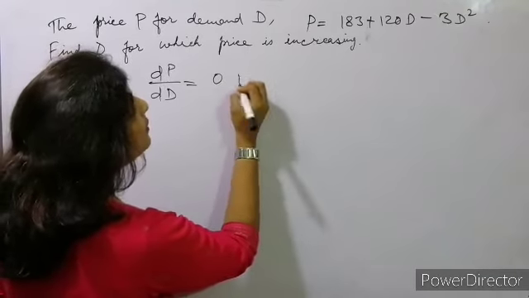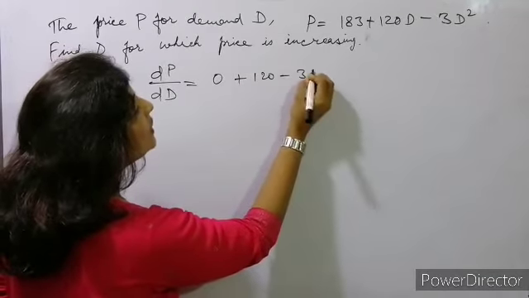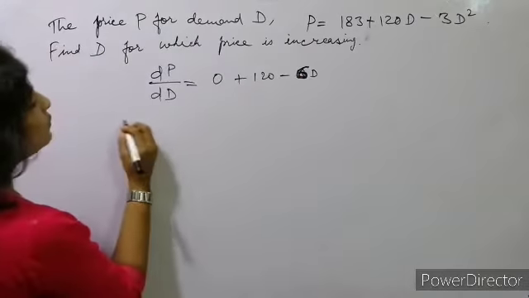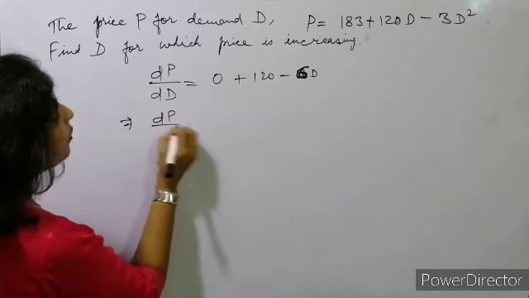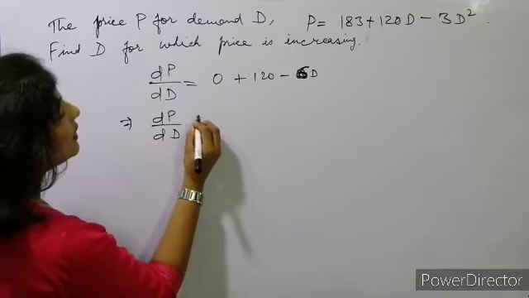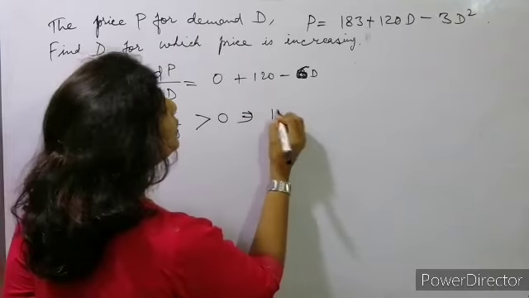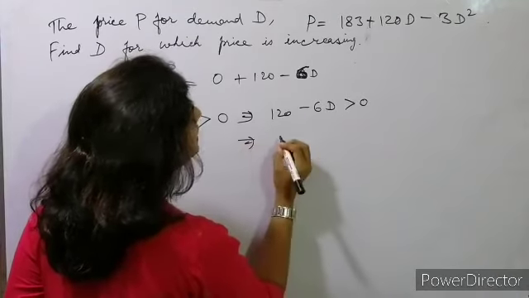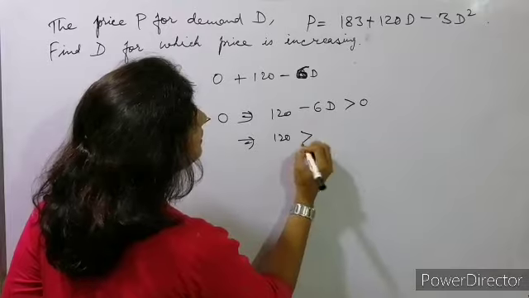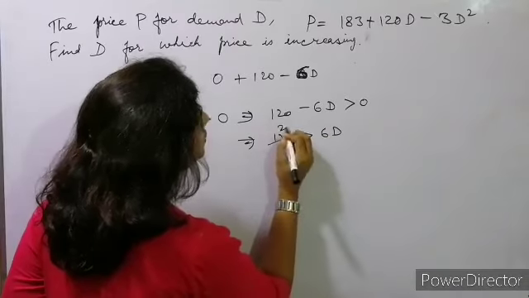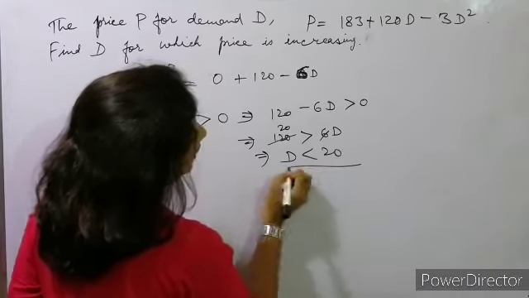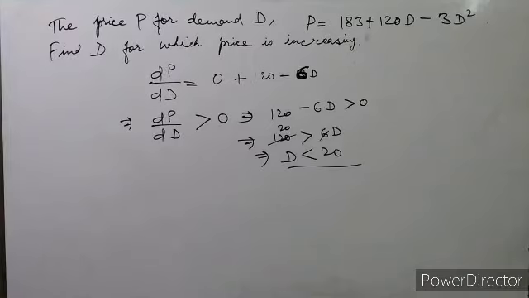It will be 0 plus 120 minus 3 into 2, that is 6D, because we are differentiating. Now for an increasing function, dP upon dD should be greater than 0. It means 120 minus 6D should be greater than 0. It means 120 should be greater than 6D, so D should be less than 20. So if demand is less than 20, in that case the price will be increasing.